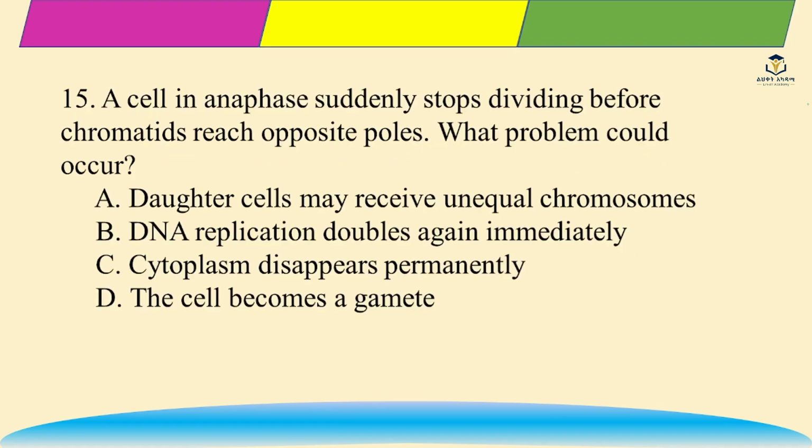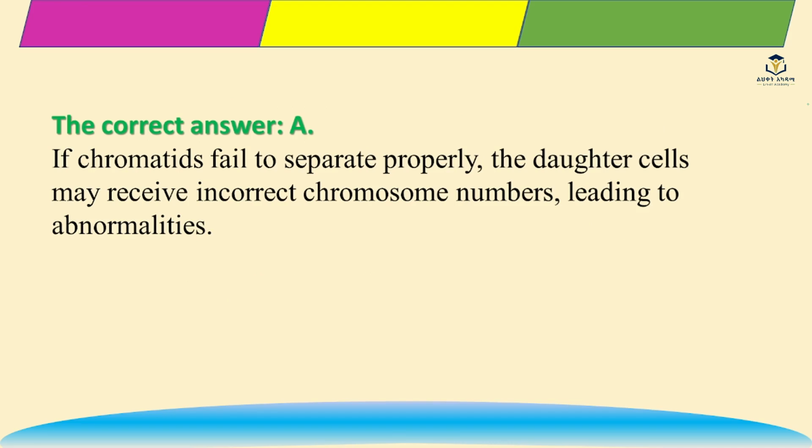Question 15. A cell in anaphase suddenly stops dividing before chromatids reach opposite poles. What problem could occur? A. Daughter cells may receive unequal chromosomes. B. DNA replication doubles again immediately. C. Cytoplasm disappears permanently. D. The cell becomes a gamete. The correct answer is A. Daughter cells may receive unequal chromosomes. If chromatids fail to separate properly, the daughter cells may receive incorrect chromosome numbers, leading to abnormalities.